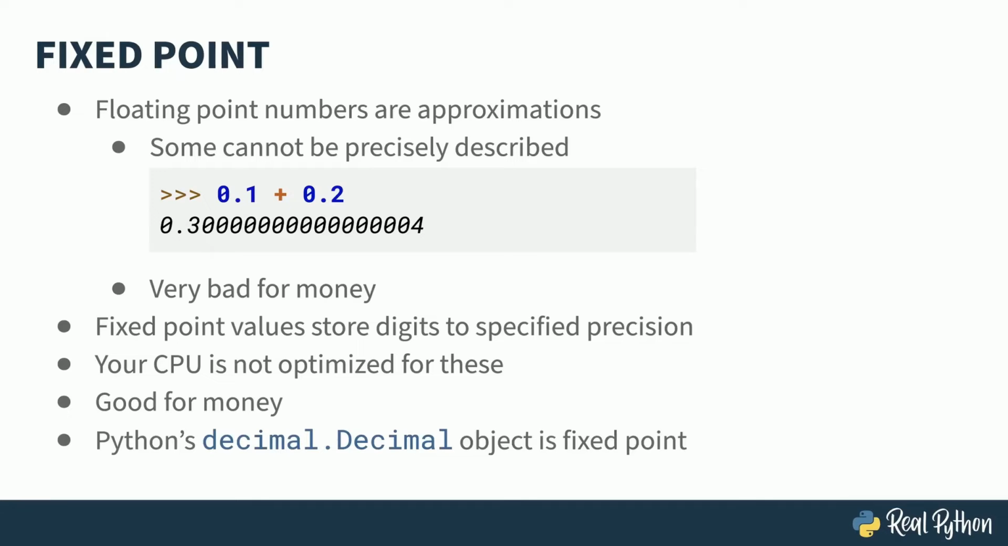Python has a fixed point library called decimal. It allows you to set an arbitrary precision to the right of the decimal point.